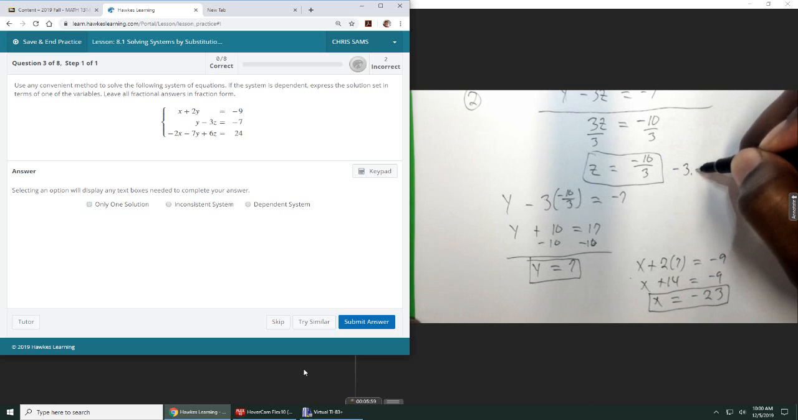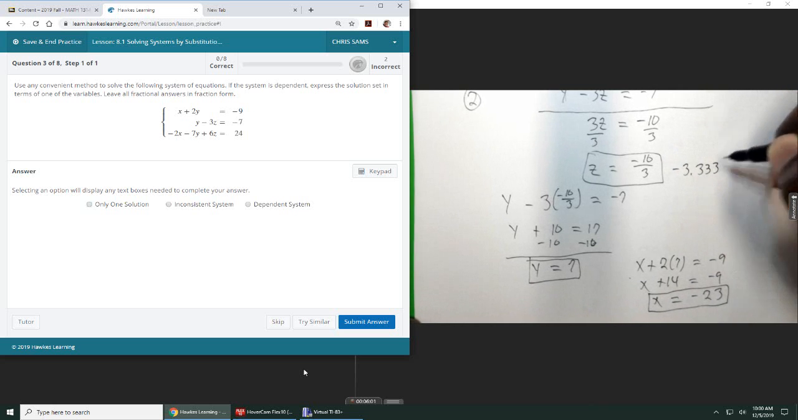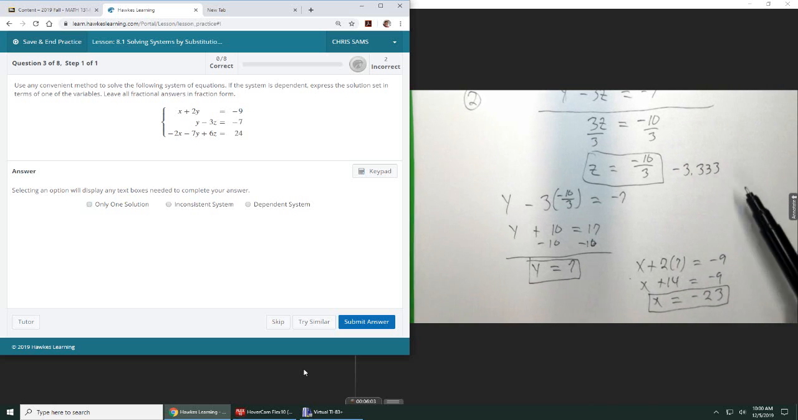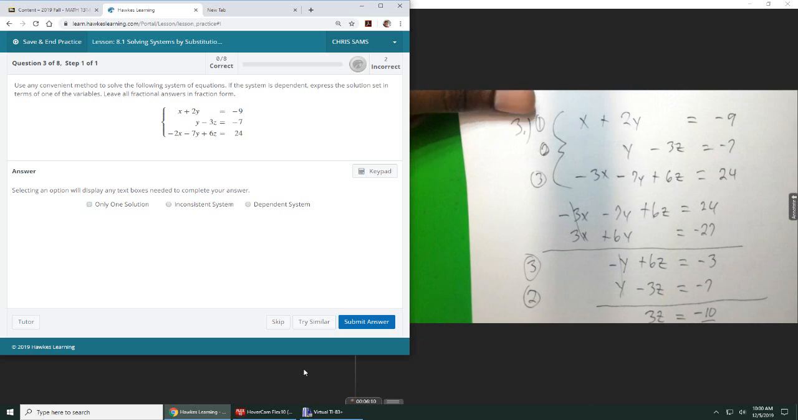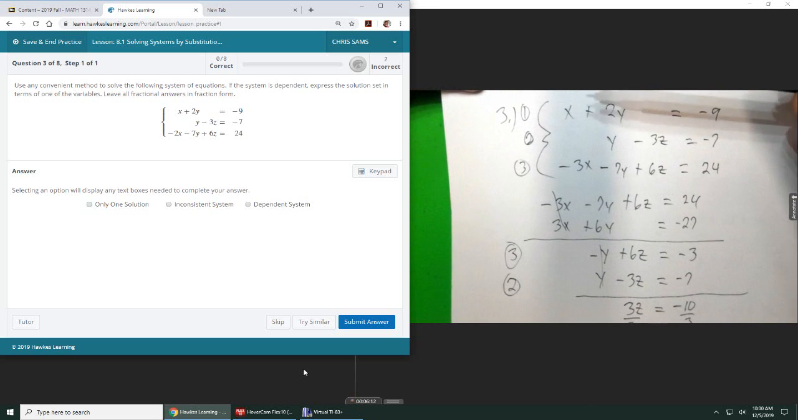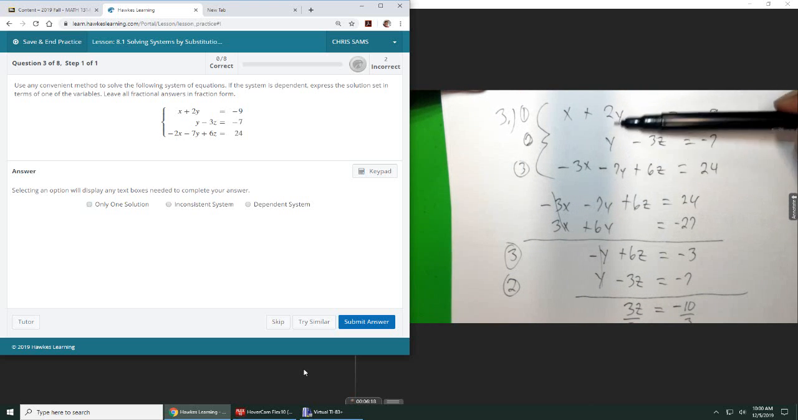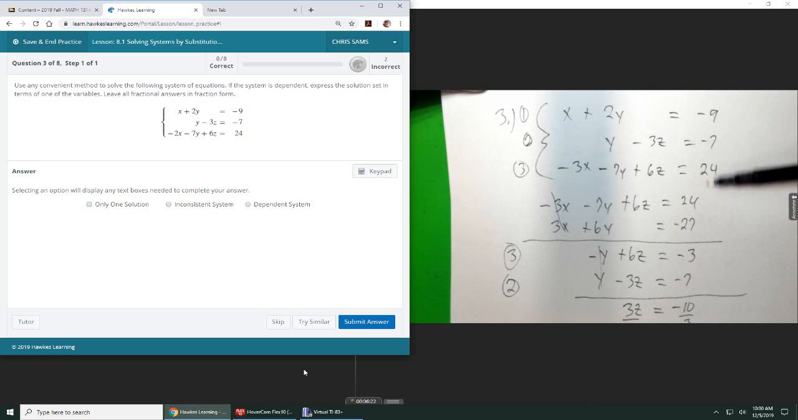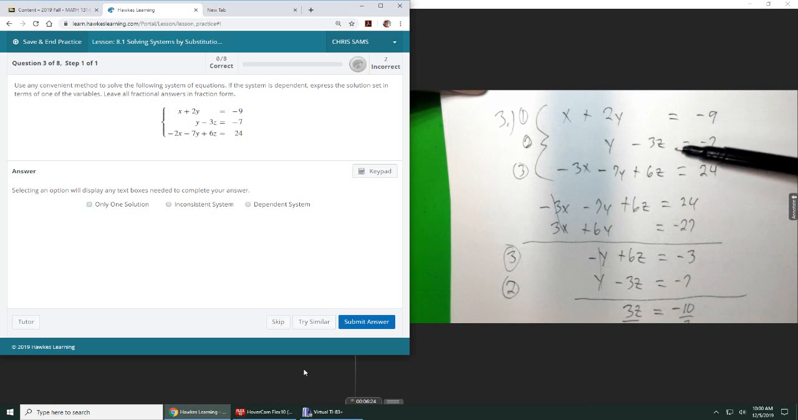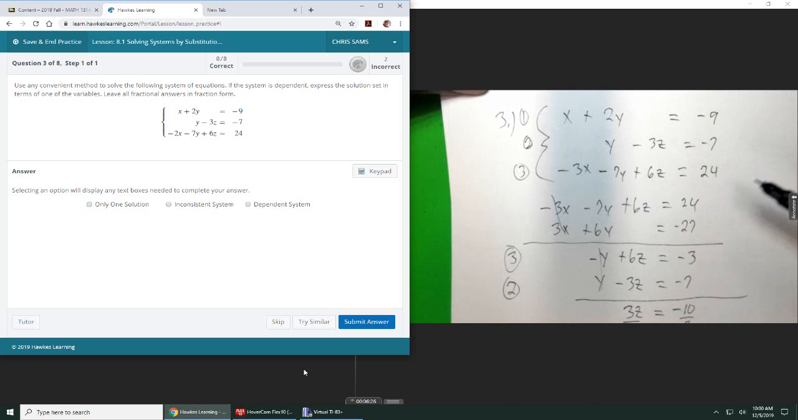negative 3.333 repeating. Now, I'm showing you that because we're going to plug it in the calculator. And when you do this, you have to make sure from your original problem everything is lined up. When I say lined up, your three equations going left to right. The x's are in the first column. Y's are all lined up vertically in the middle. The z's are all lined up. Your equal signs are all lined up, and then your numbers. So if anything is out of place, then you have to move things around to get them all lined up.